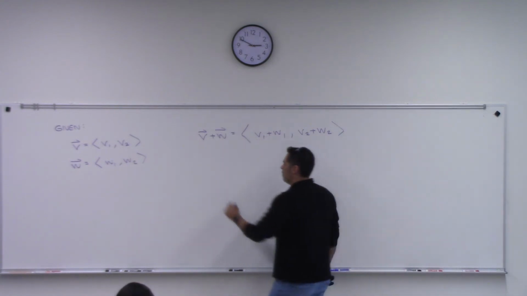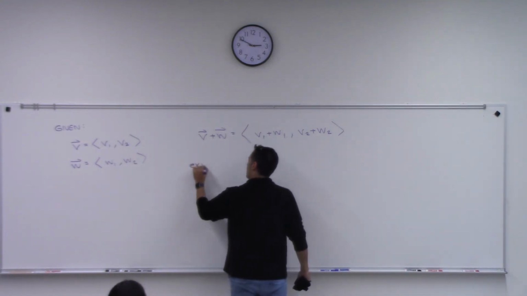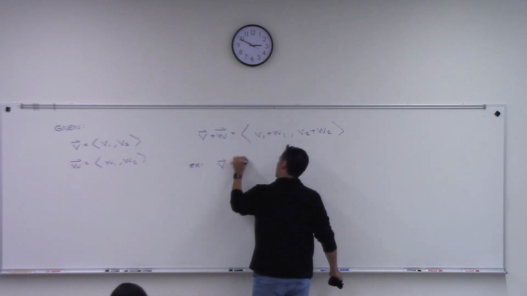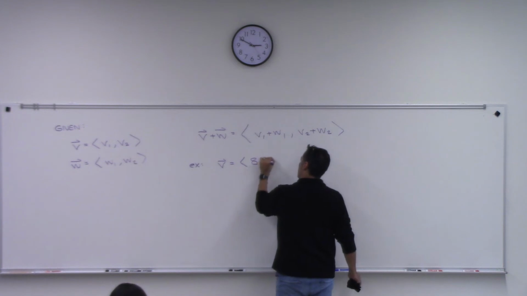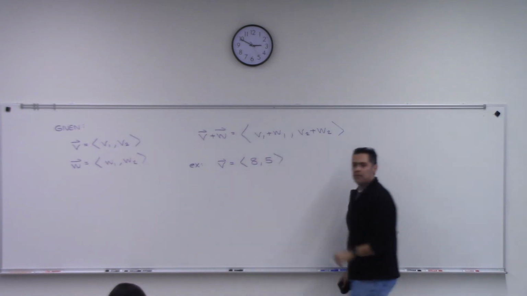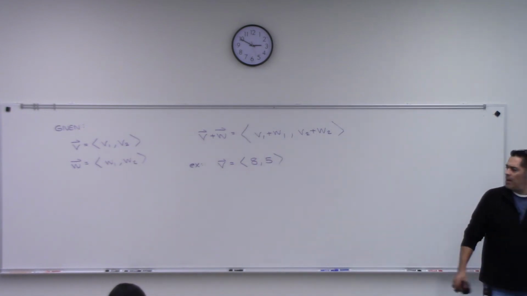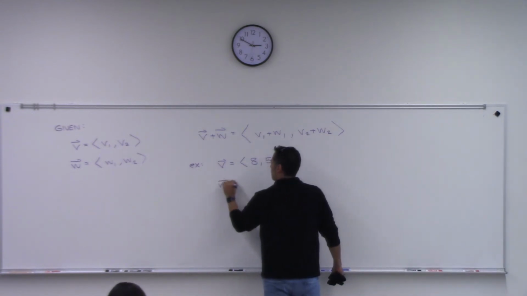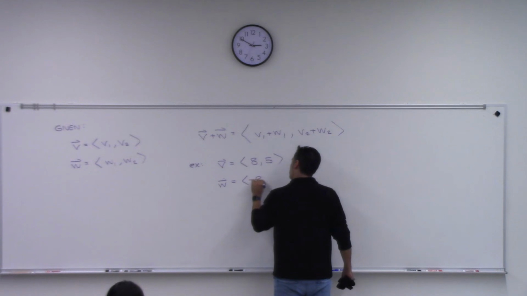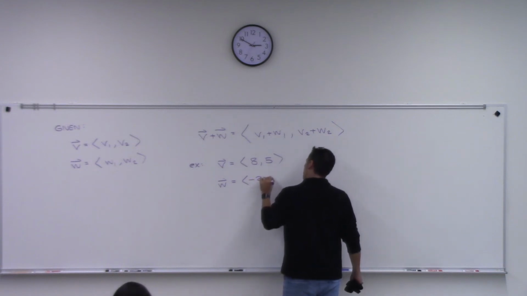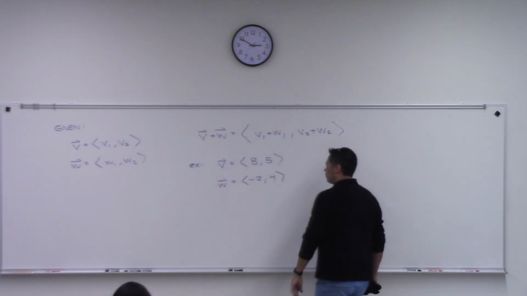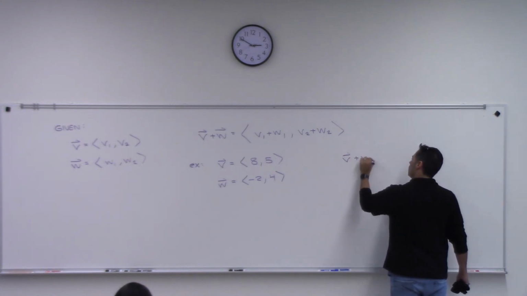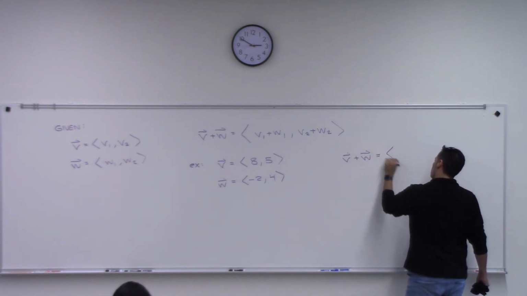Let me give you an example. Let's say v is the vector, let's go with that one we had before, 8, 5. Remember that vector we had? What would happen if I take that vector 8, 5, and then I take the vector w, let's make the vector w negative 2, 4. What would happen if I asked you to add them together? What would we get?